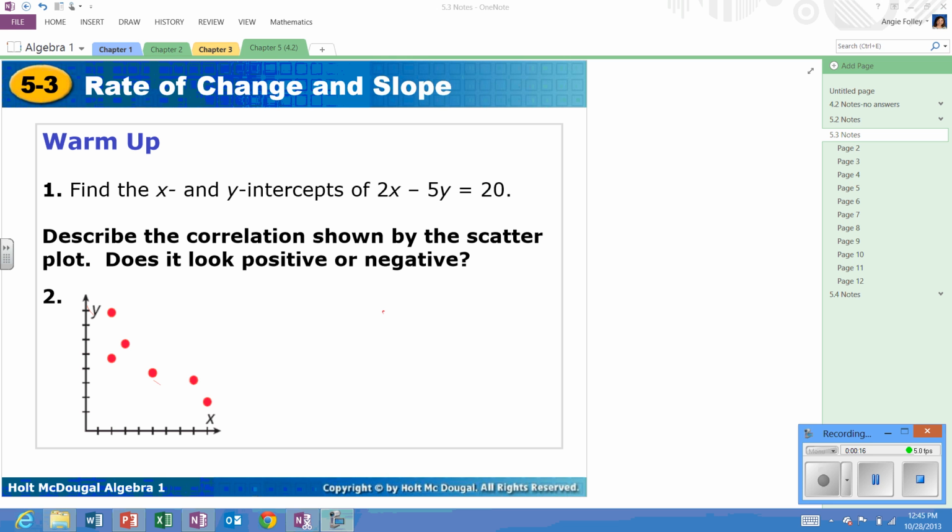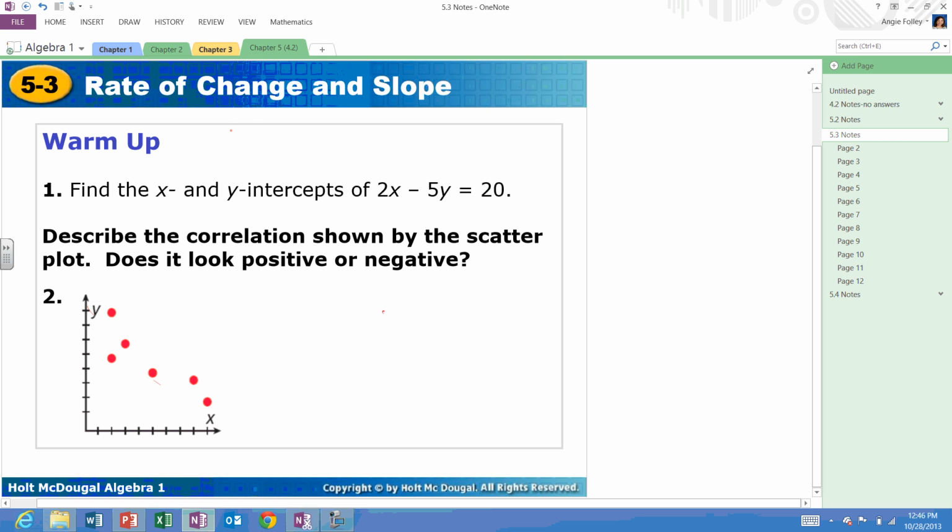If we want the x-intercept, we're going to plug 0 in for y. If we want the y-intercept, we're going to plug 0 in for x. So I'm going to do my x-intercept first. So I'm going to have 2x minus 5 times 0 equals 20. This goes away, so I'm left with 2x equals 20. Divide both sides by 2, and x is equal to 10.